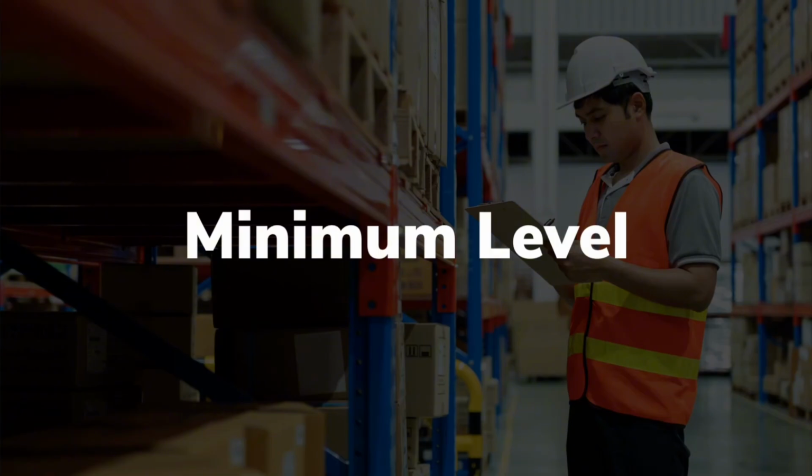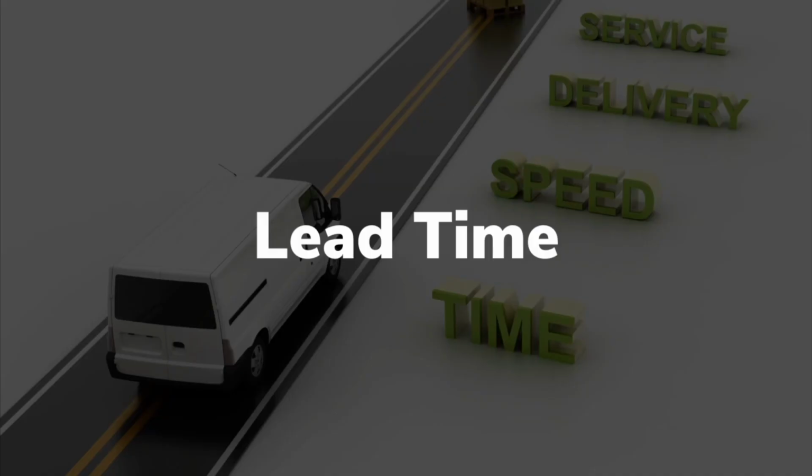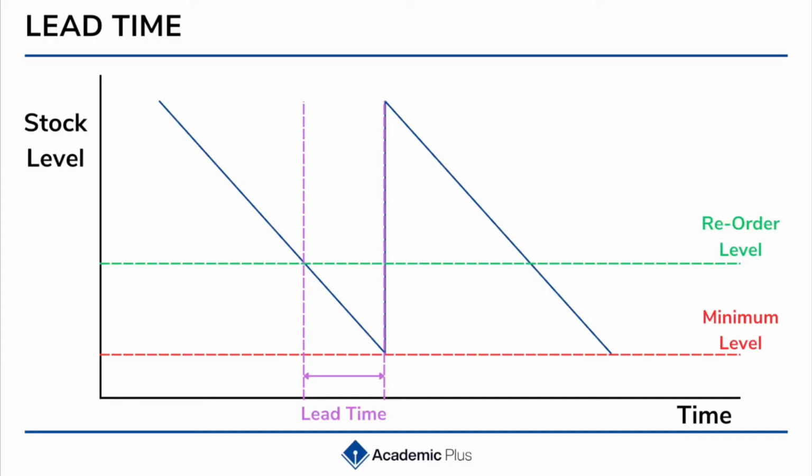Next up we have the minimum level, which once again is just the minimum level. It's the lowest quantity of a particular item that a business should hold in its inventory. Next up, we have the lead time. Now, the lead time is the time interval between placing an order for that inventory and when that inventory is actually received at the business. And this is going to be so essential for maintaining optimal inventory levels.